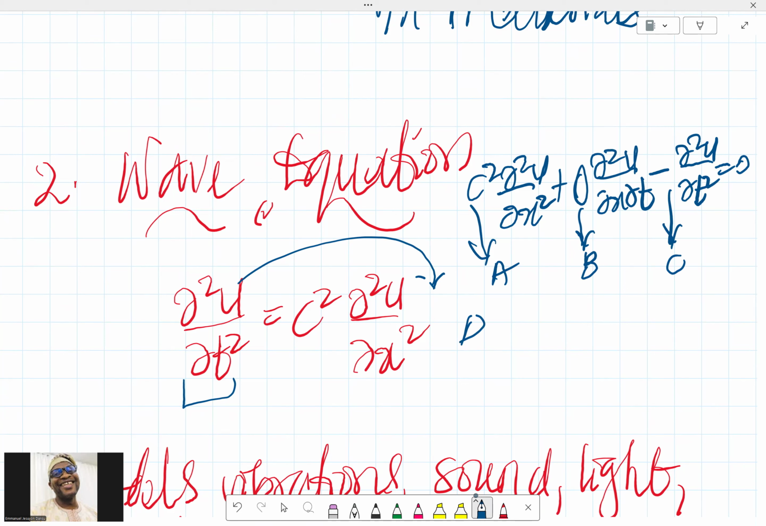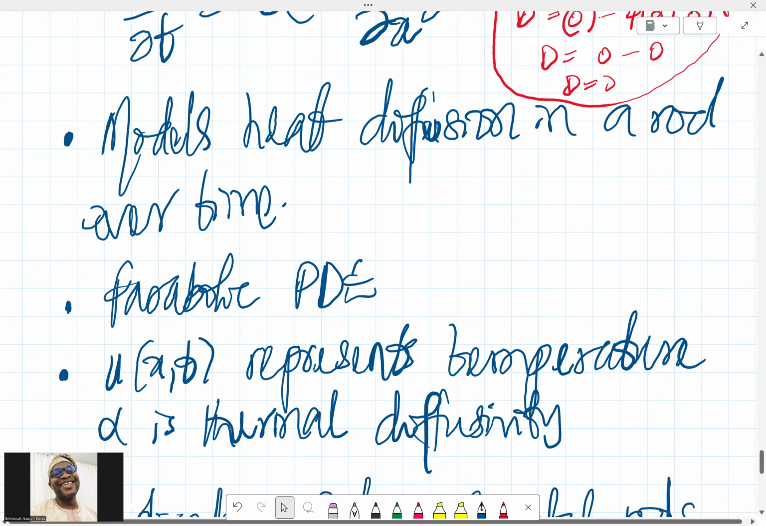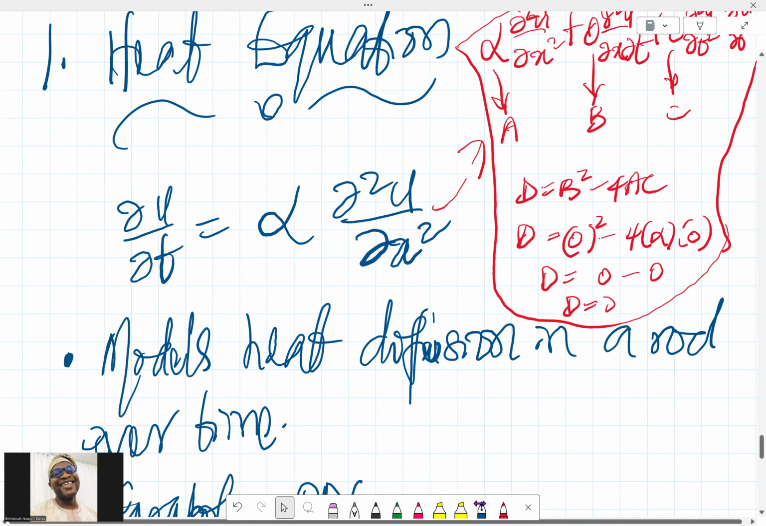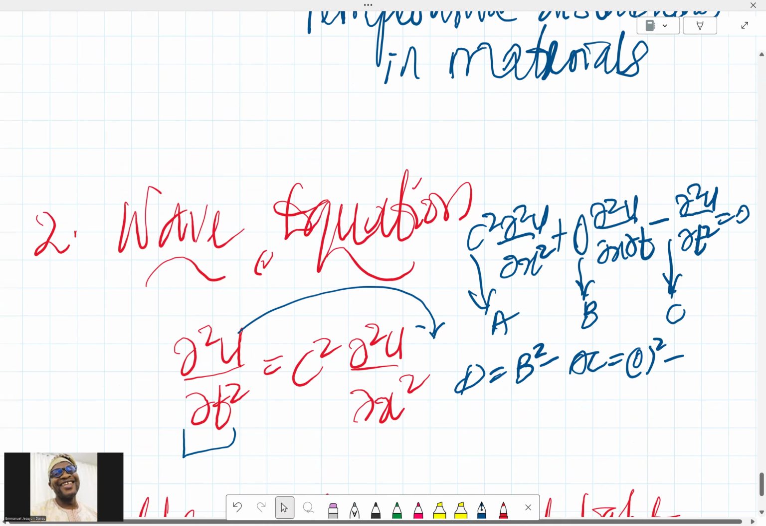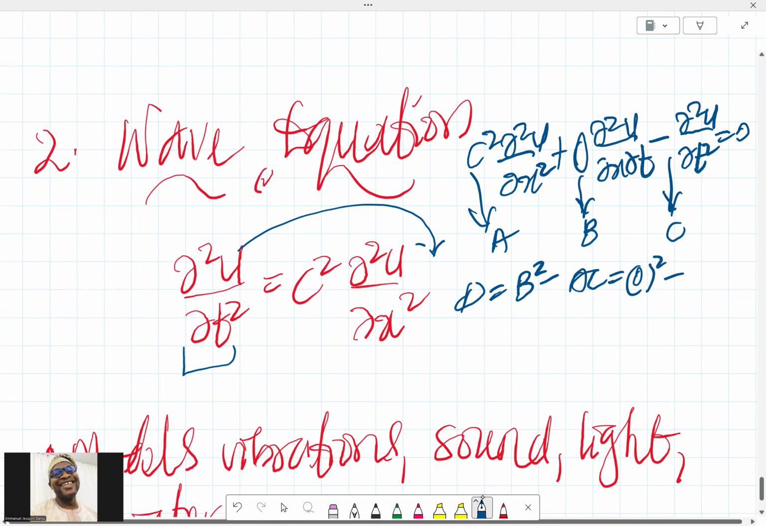So that means D is equal to B squared minus 4AC. What is B squared? That's 0 squared minus, oh, no, not minus 4AC. Oh, I made a mistake here. It's not minus 4AC, it's AC, sorry. Thankfully, B is 0, so we are good. So 0 squared minus AC.